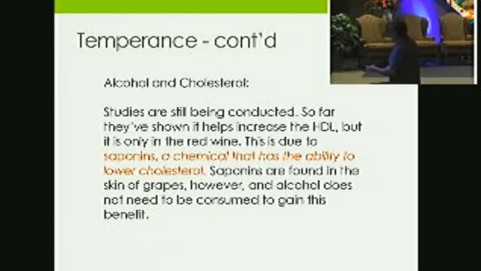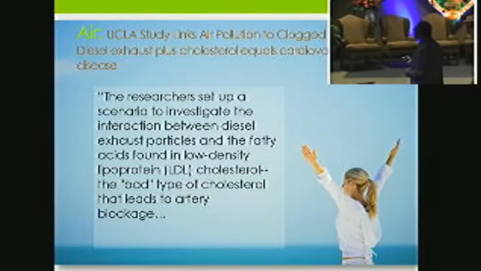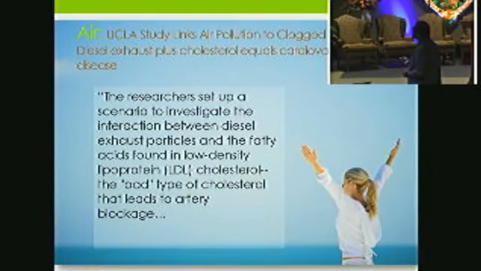That's our recommendation. Air. Now, this was very surprising to me. They did a study about air pollution and cholesterol, and guess what? They found that people who were exposed to certain diesel exhaust particles, their bad cholesterol was high.